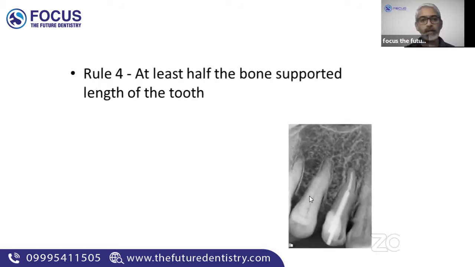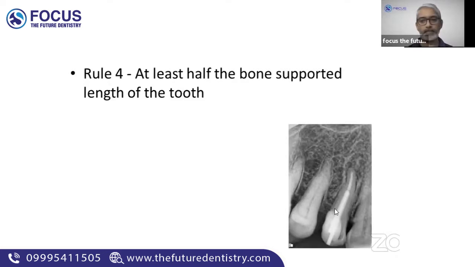Rule number four, at least half the bone supported length of the tooth. So what is bone supported length of the tooth? Every tooth won't be having proper bone support. Sometimes if your tooth is periodontally compromised, the bone support will be less. So whenever you have a post and core to be planned, make sure that your post is going to extend at least half the bone supported length of the tooth. And all these rules and regulations are the ideal ones. It is not always possible, but whenever somebody does a post and core, these 4 rules should be kept in their mind.